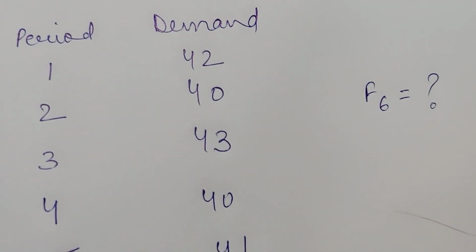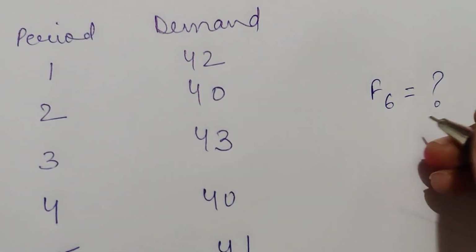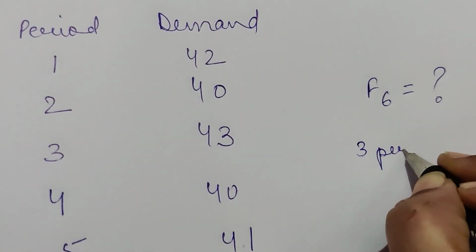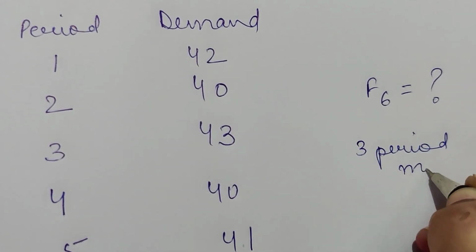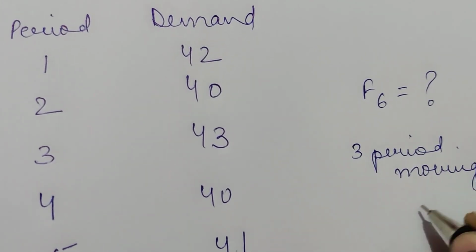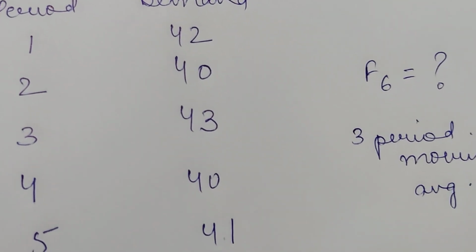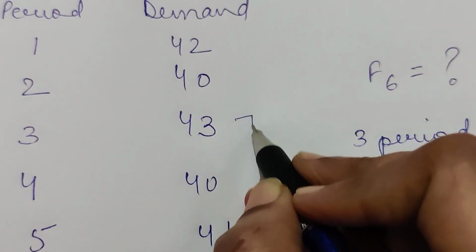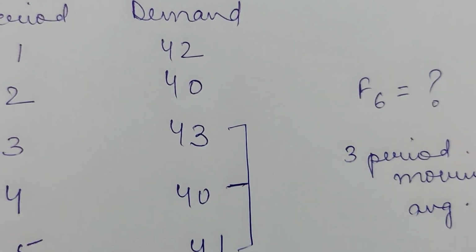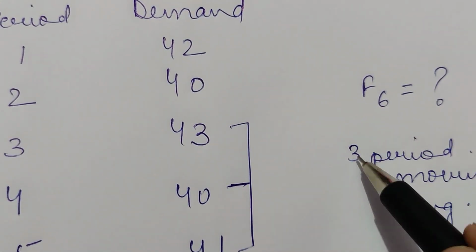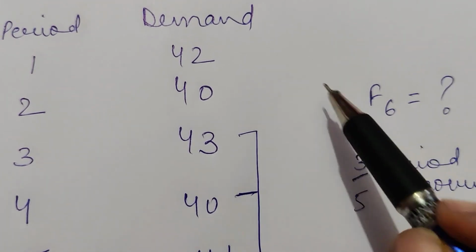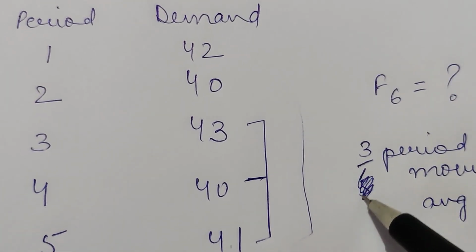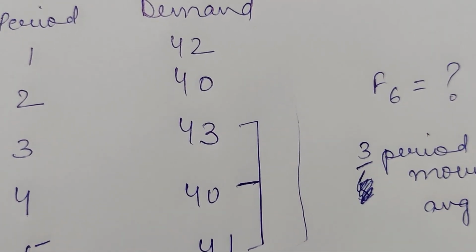I want to know the forecasted value of F6, and the moving average method, they are asking you to calculate 3 period moving average, right? So when they have asked you to calculate 3 period moving average, that means you have to take the last 3 demand values. If they have asked you to use 5 period moving average, then you would have taken the last 5 values, but they have not asked for 5 values, they have asked for 3 period moving.